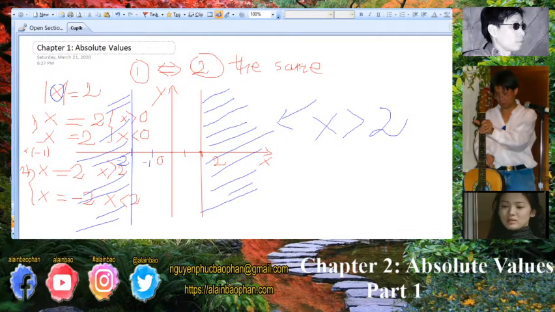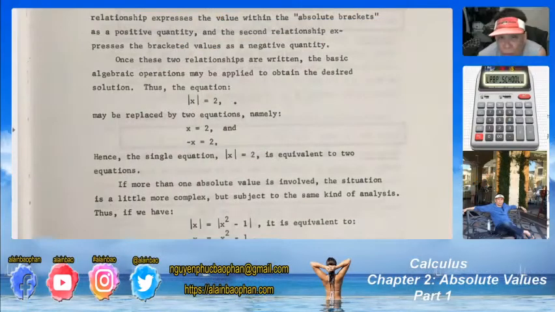Okay, so let's go back to our lesson. Now we have x equal 2 or minus x equal 2. So the single equation absolute of x equal 2 is equivalent to 2 equations. If more than one absolute value is involved, the situation will be a little complex, but we're using the same analysis.